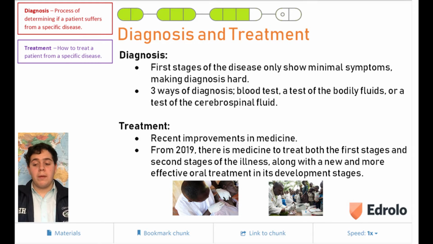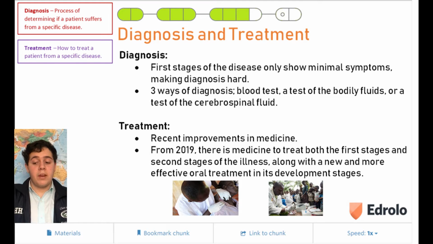The biggest reason why many people don't get treated is because the first stage normally produces only a small amount of symptoms, sometimes even unnoticeable on people. For this reason, it is important that diagnosis occurs as early as possible. In terms of diagnosis, there are 3 major ways of testing if a patient suffers from African sleeping sickness. In terms of other medical improvements, more medicines have been tested and created to treat the disease. As of 2019, there is a medicine to treat both the first stage and the second stage of the illness, along with new and more effective oral treatments in the development stage as we speak today.